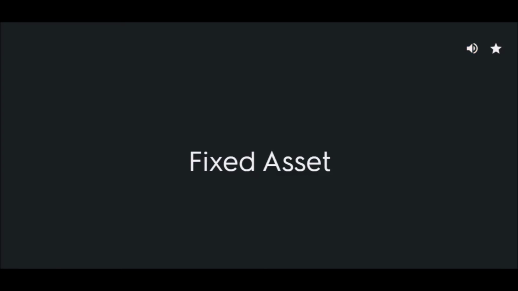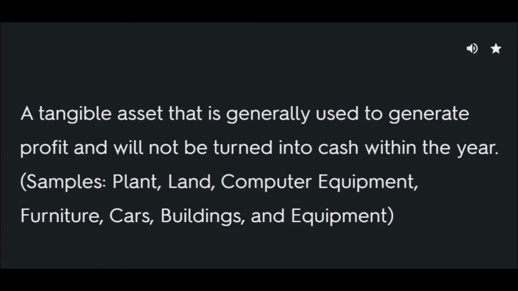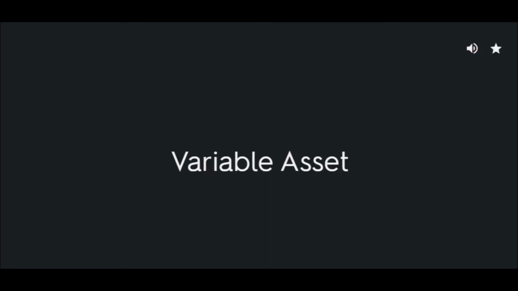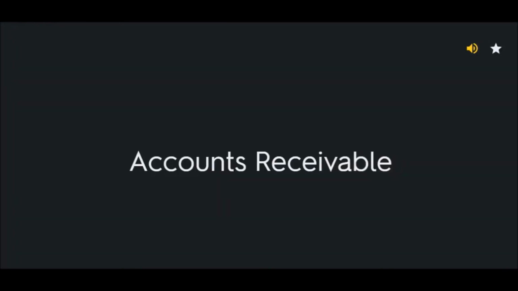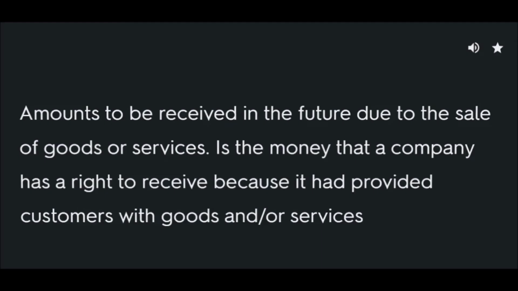Fixed asset: a tangible asset that is generally used to generate profit and will not be turned into cash within the year. Variable asset: may be transformed to cash sooner and will include the inventory of the actual product. It can also include accounts receivable, the money customers owe for delivered items. Accounts receivable: amounts to be received in the future due to the sale of goods or services; the money that a company has a right to receive because it has provided customers with goods and or services.